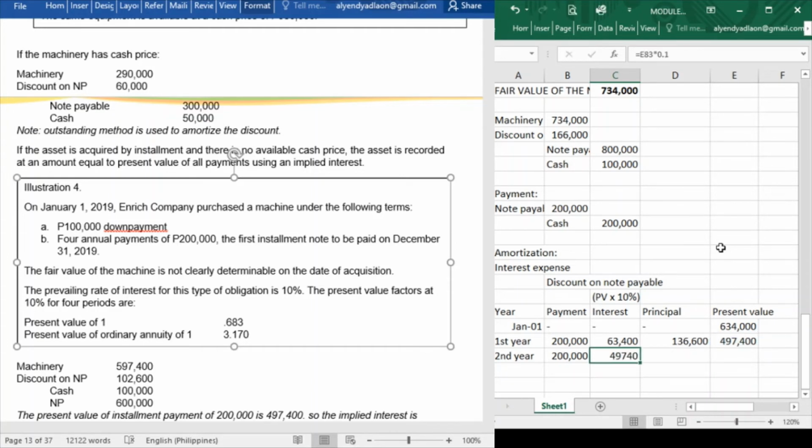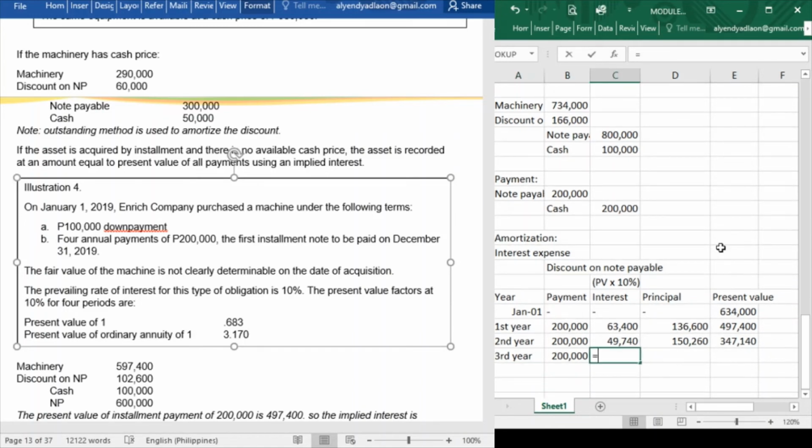So, that is 497,400 times 10%. So, we can get 49,740. And for the principal, that is 200,000 minus the 49,740. So there is a remaining 150,260. Okay, so same method, 497,400 minus 150,260. So the balance is 347,140. Okay, for the third year, still 200,000.